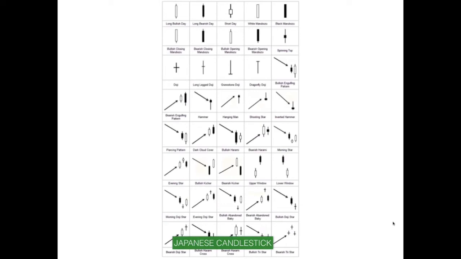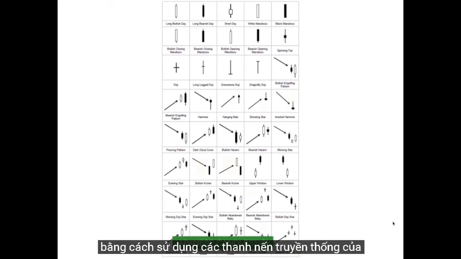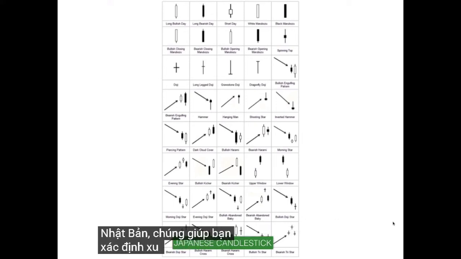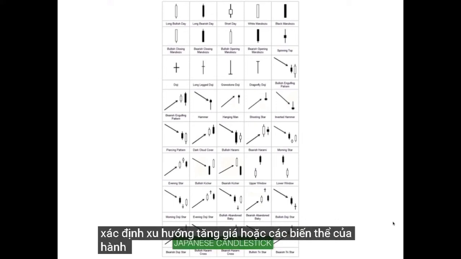Now, there are also a variety of candlestick patterns. There are 1 candlestick, 2 candlestick, 3 candlestick patterns using traditional Japanese candlesticks. They help you determine bullishness or bearishness of price action.